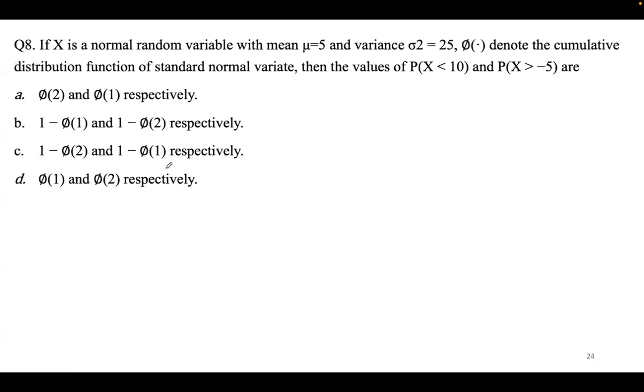Okay. If x is a normal random variable with mean 5 and variance, so this is sigma square, that's 25. And this sort of notation, theta something, denotes the cumulative distribution function of the standard normal variate. Then what are the values of these? It's not a very difficult question, but I'll just tell you what's happening here. So again, we have been solving this, right?